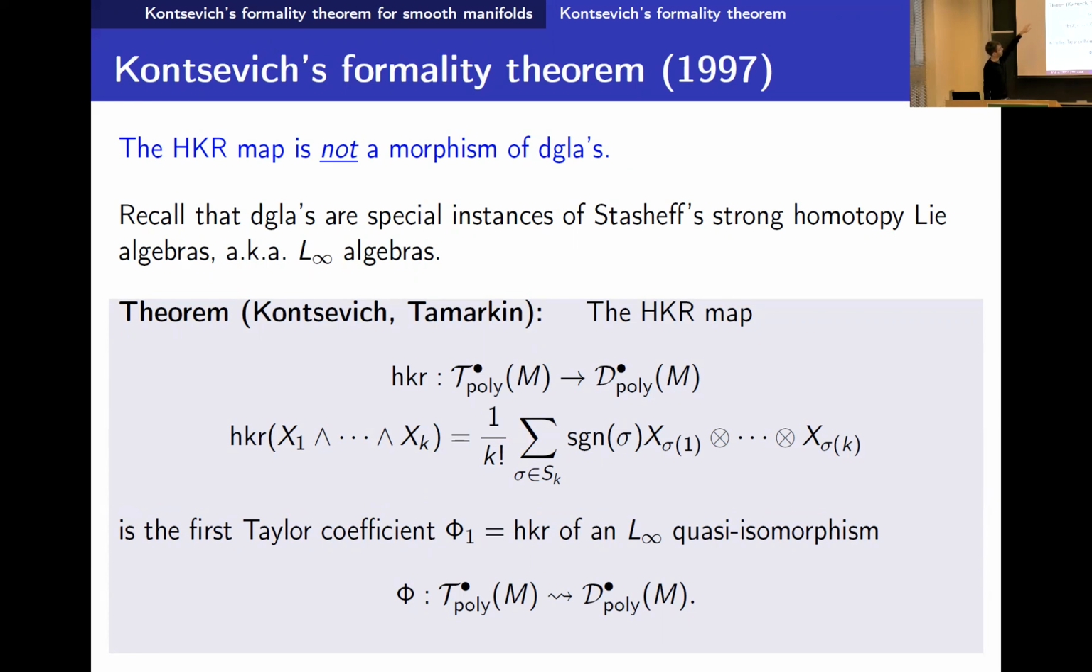So indeed, everybody knows that a DGLA is a special instance of a more general type of structure, an L-infinity algebra, or strong homotopy Lie algebra according to Stasheff's terminology. And if instead of playing in the world of DGLAs, you move to the world of L-infinity algebras, you have more morphisms there. Essentially, Kontsevich and later Tamarkin proved that the HKR map from T poly to D poly is actually just the first Taylor coefficient of an L-infinity quasi-isomorphism from the L-infinity algebra T poly to D poly.